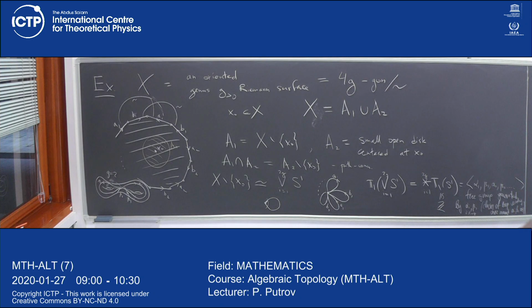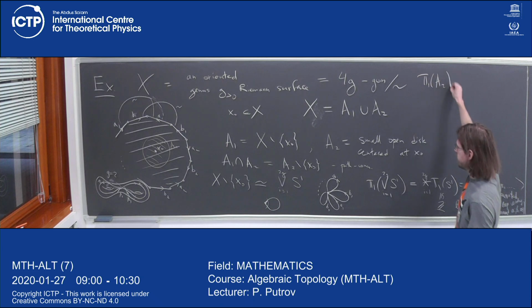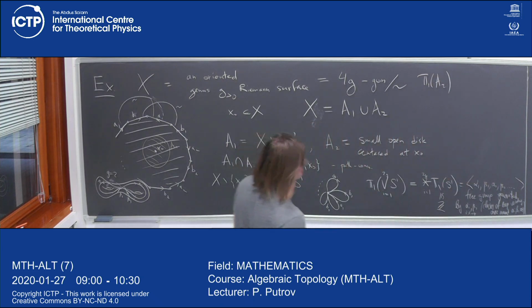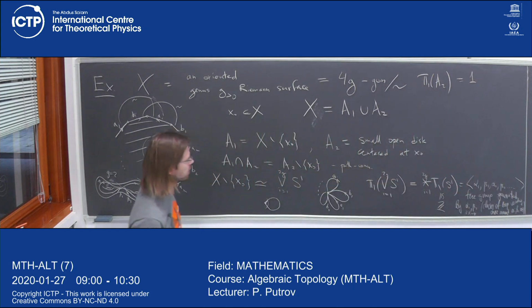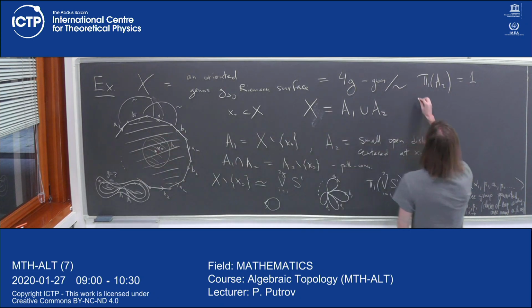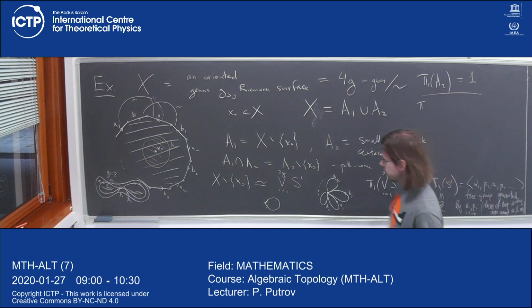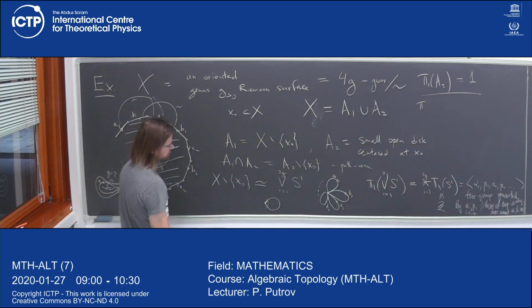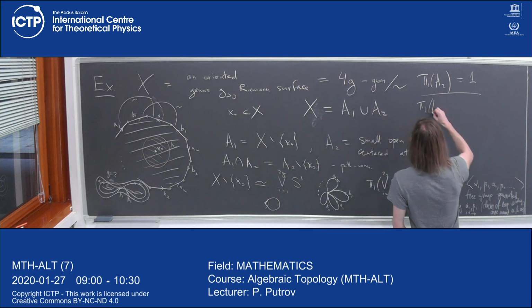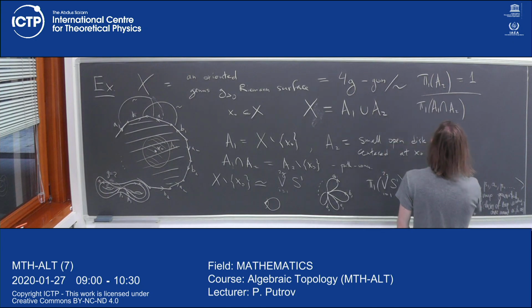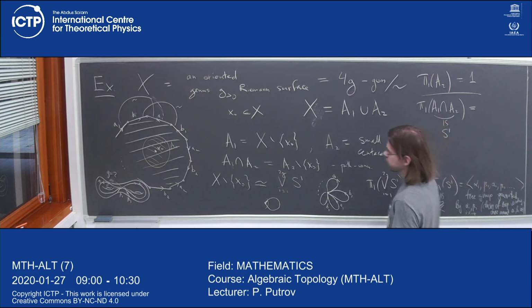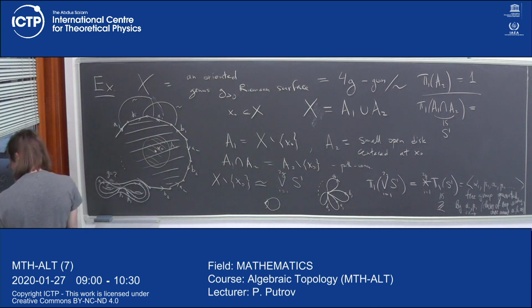So what about the fundamental group of this other piece? Well, this is a disk, and so we know this deformation retracts to a point. So the fundamental group is trivial. And the third ingredient in the Seifert-van Kampen theorem is the fundamental group of the intersection. We know that this deformation retracts to S1. So it is a punctured disk.